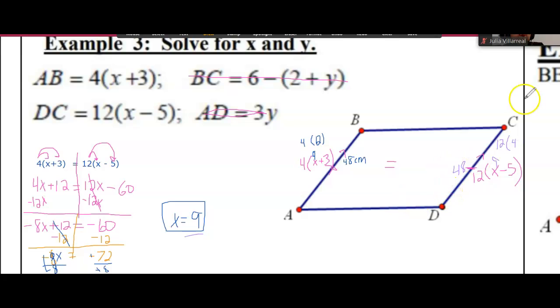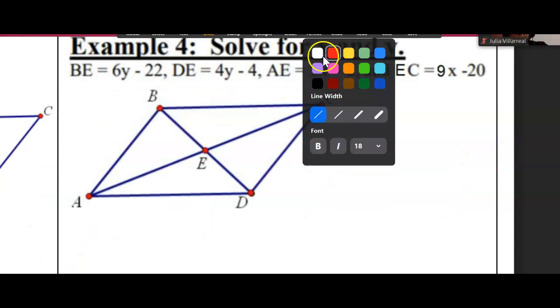So this length of CD is also 48 centimeters, which it should be because they are congruent, because it's a parallelogram. All right, let's go on to the next example. You can pause this or rewind if you need more help.